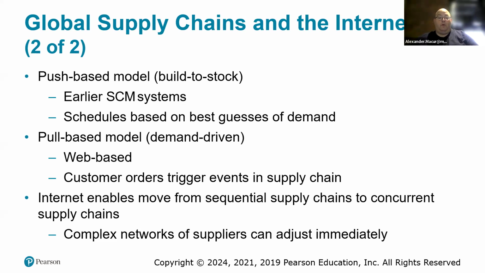We have two types of supply chain. The first is build to stock, and it really goes on guesses on demand. They use a lot of analytics and a lot of leverage of data warehouses to predict what they will need to build. And a pull-based model is driven by current demand.